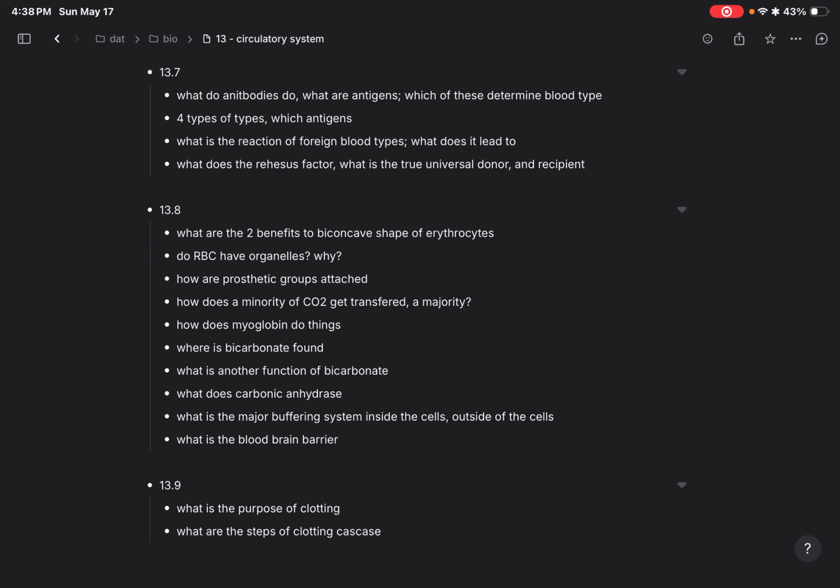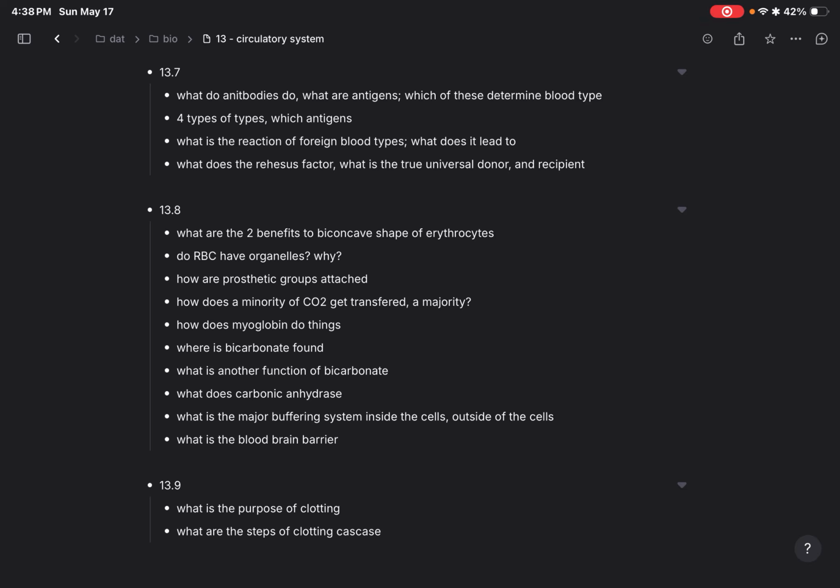Where is bicarbonate found? It says bicarbonate buffers blood CO2 levels, so that's another function. Don't really know where bicarbonate is found, probably in the blood, anywhere. What is another function of bicarbonate? It's a buffer. What is carbonic anhydrase? It catalyzes the reaction of bicarbonate to water and CO2.